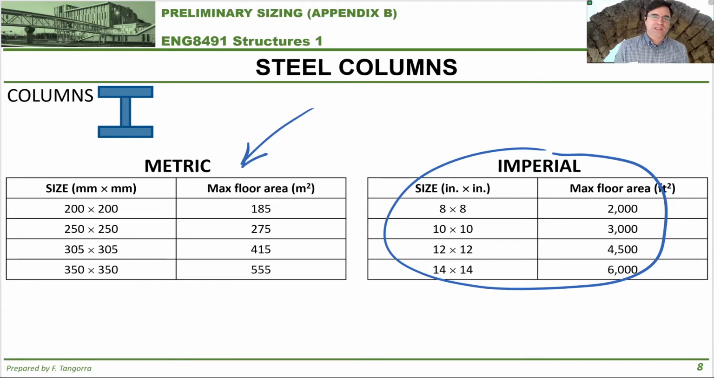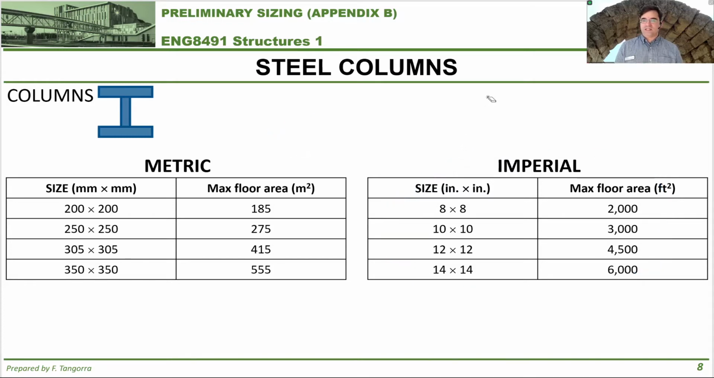And basically what it says in your textbook, when it comes to approximating the size of steel columns, is this. Once you're able to figure out the maximum area that a certain column can support, and that's the tributary area that that column supports, then depending on where that area falls, you find the corresponding size. And it's exactly the same for metric, okay?